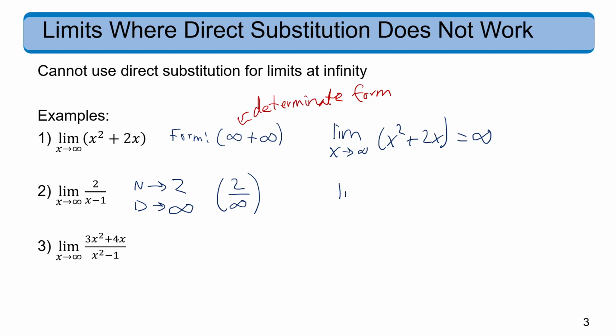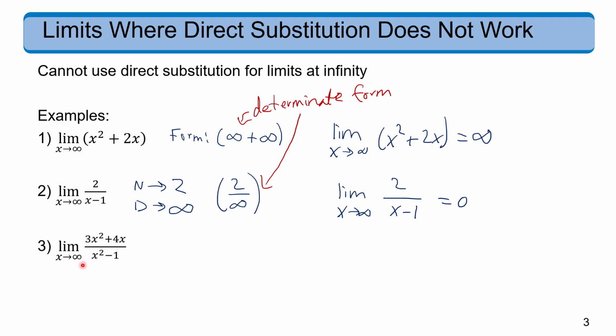So that form is enough to figure out what the limit is for this one. This limit would be 0. So that means this is another determinate form. We're able to figure out the limit just from that form. Look at the third one now.